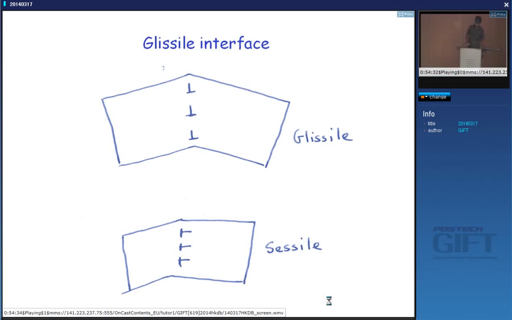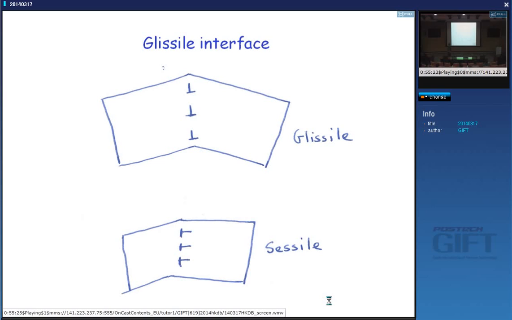Now, here is the same sort of image, and I've labeled one of these interfaces as glissile and the other one as sessile. Glissile means that it can move without diffusion. So that's like normal slip of a dislocation, where the dislocation can glide if you provide a stress. There's no diffusion needed for the dislocation to glide. And that's because the Burgers vector of this dislocation lies outside of the plane of the interface. The dislocation can glide if the Burgers vector is not in the plane of the interface, if it's an edge dislocation, right? Here, the dislocation would need to climb in order for the interface to move.